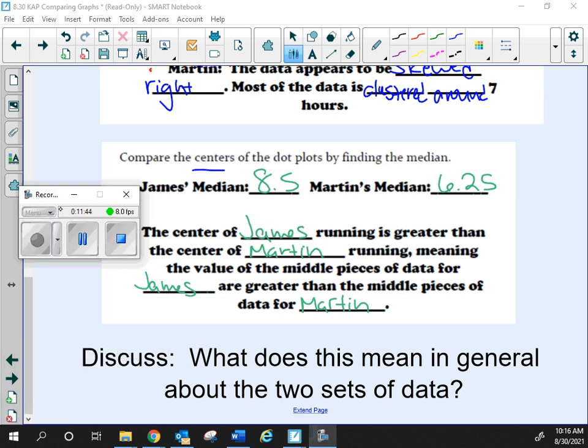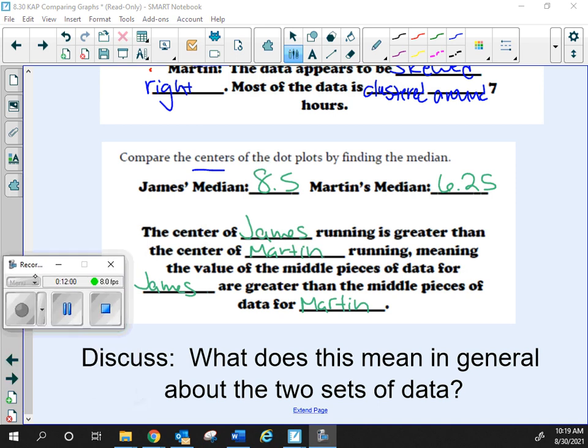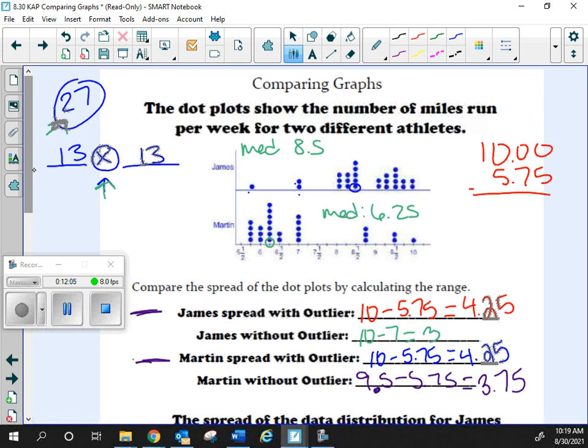So, in your table or by yourself, if you're at home, discuss or think about what does this mean, talking about all this information we talked about. What does this mean in general about the two sets of data? Pause and play when you're ready. Raina, what did y'all's table conclude? James runs more than Martin. Y'all agree? Yes. I would say this is clustered up higher and this cluster is down lower. They're running the same number of days, but overall, in distance, one is running more than the other.